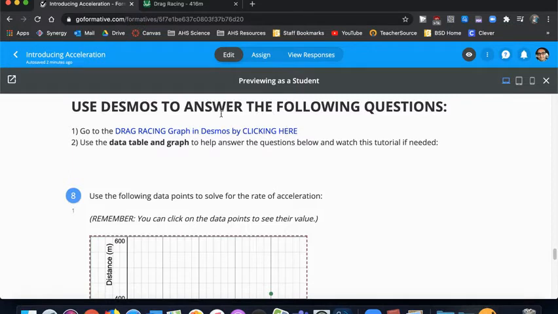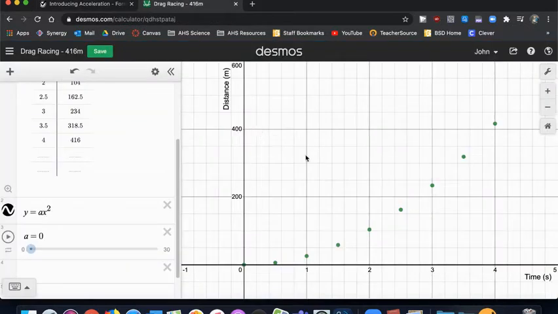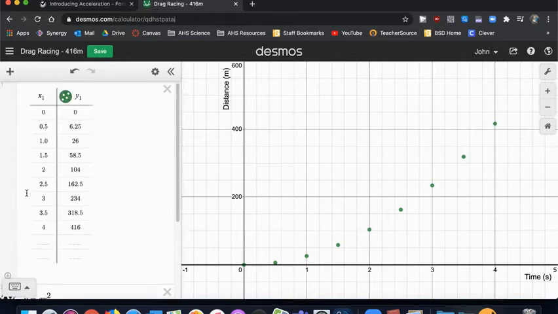So to use Desmos to answer the following questions, go to the drag racing graph in Desmos by clicking here. If you click this, it's going to open this data set here. You can see that you have data points and they're on the graph here. We also have distance in meters and time in seconds. So this is a distance over time graph.